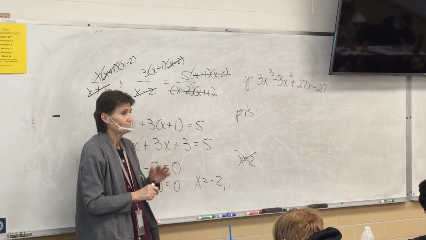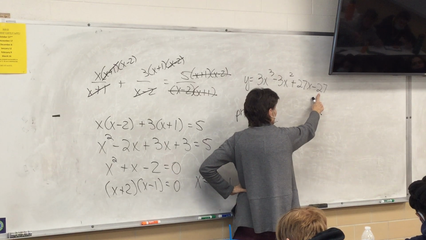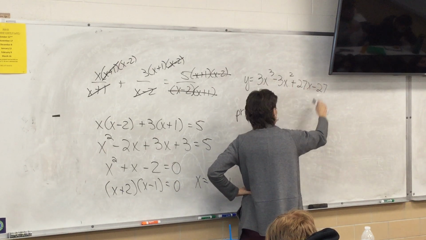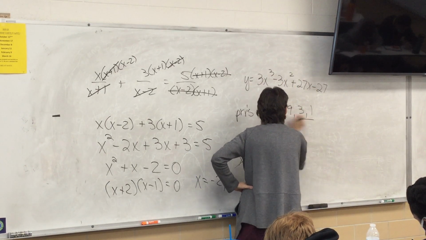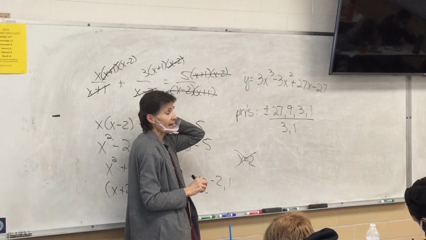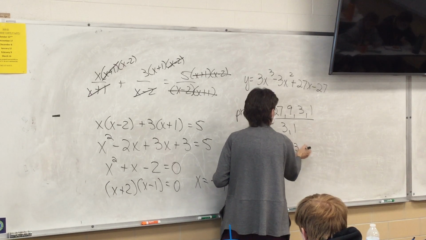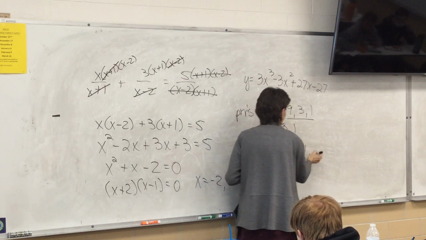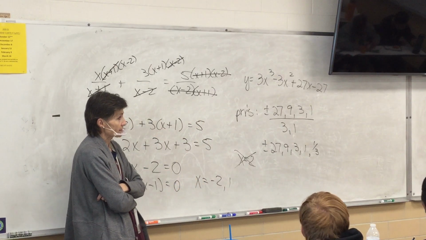What are the PRRs? Plus or minus factors of 27 over factors of 3. So whatever order you want to list them, it's last over first. So 27, 9, 3, and 1 over 3 and 1. Now we're going to list those. So all of those numbers over 1, and then all of those numbers over 3. So the only thing that does is add 1/3. That's your list.